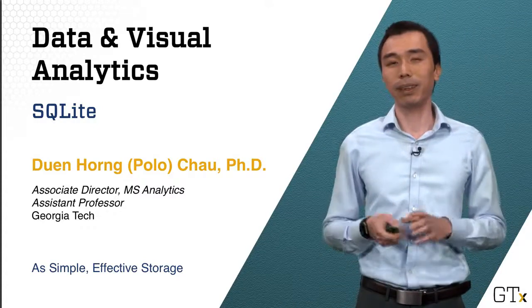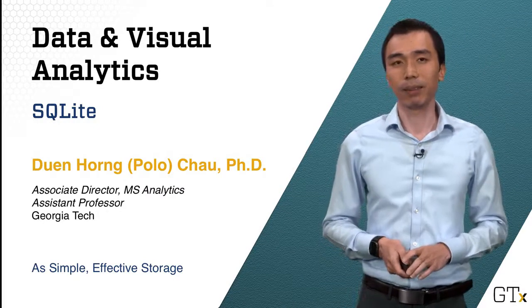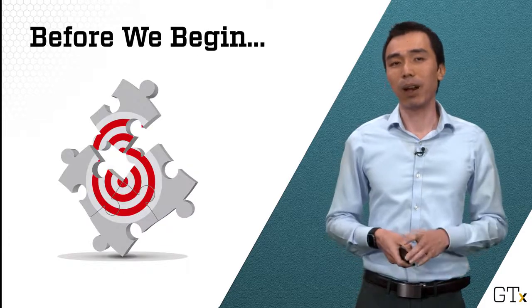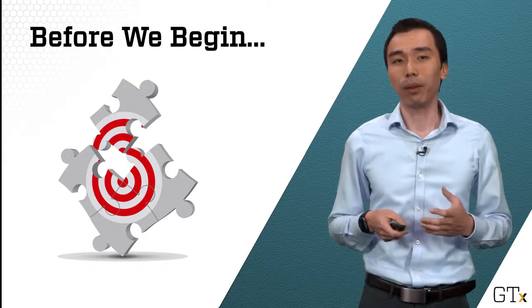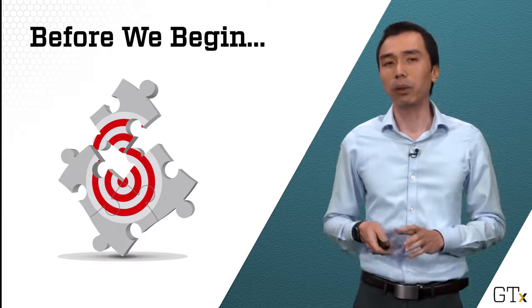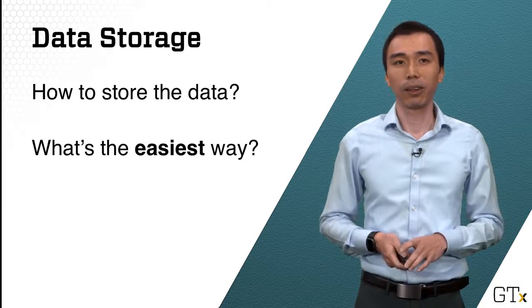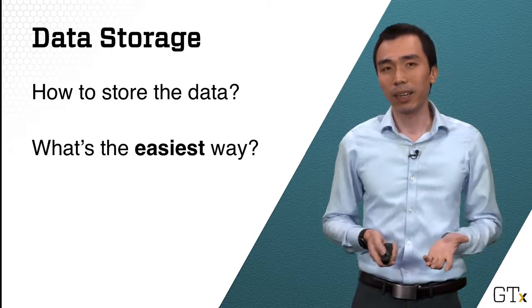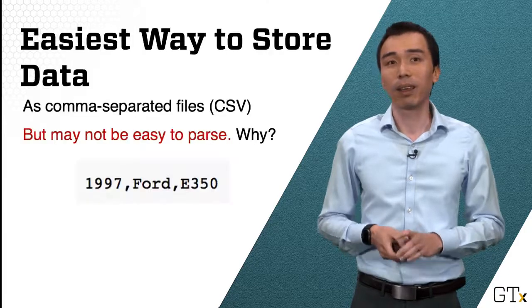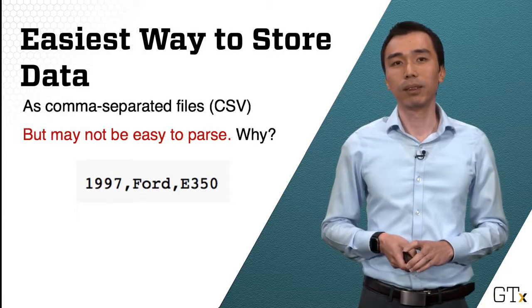Hi everyone, today we're going to look at how to easily store data. In the previous video, you saw how we can download data, collect data through scraping or through API. But how do we store that data? The easiest way to store data is using CSV, or comma separated file.